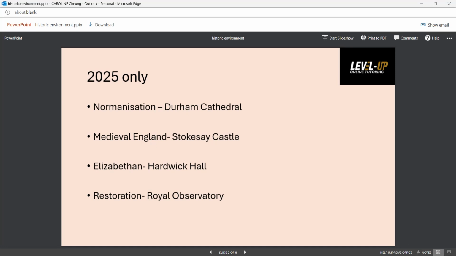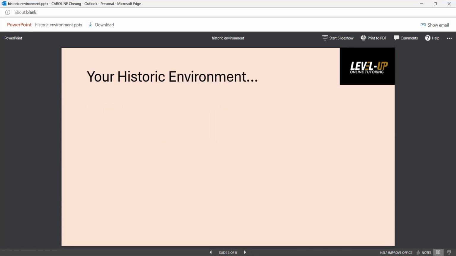So step by step, how we're going to tackle this. The first thing you're going to do is learn everything there is to know about your historic environment. Every year the exam board gives a different one. It might be a building. So in 2025, they're all buildings. It could be a site as well. So maybe it could be a battlefield, somewhere like that.